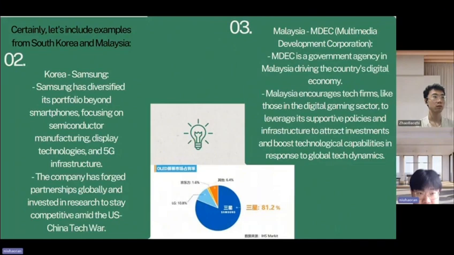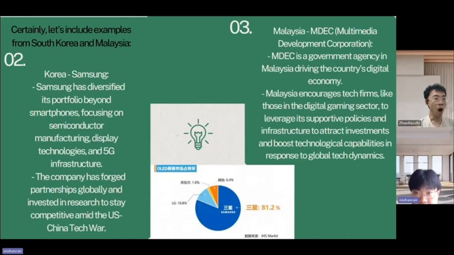Certainly, let's include examples from South Korea and Malaysia. Korea: Samsung has diversified its portfolio beyond smartphones, focusing on semiconductor manufacturing, display technologies, and 5G infrastructure. The company has forged partnerships globally and invested in research to stay competitive in the US-China tech war.